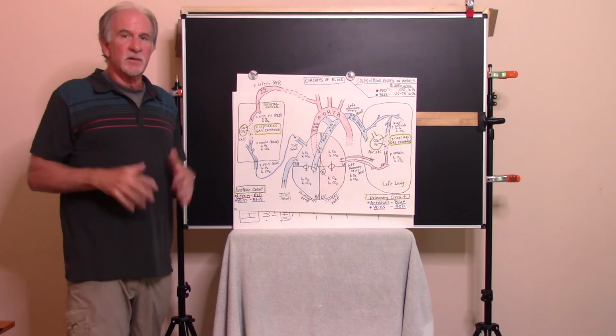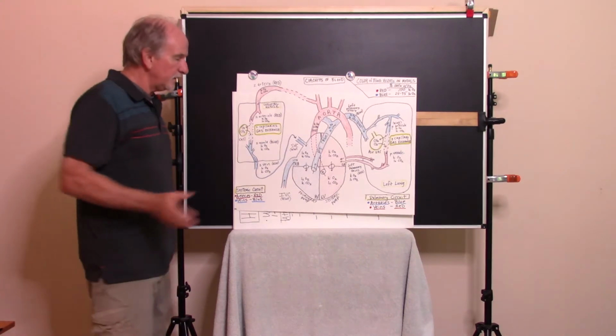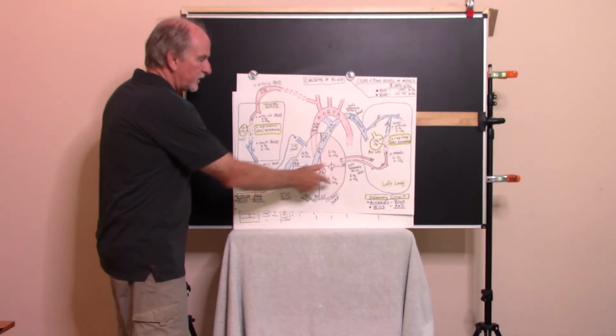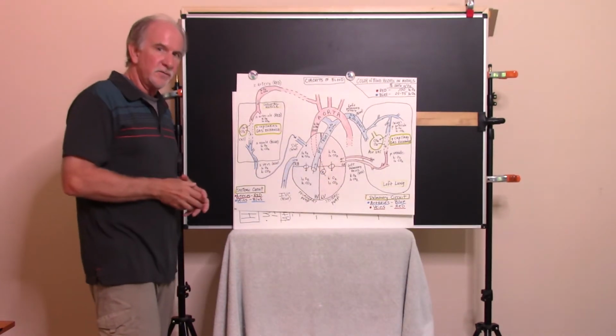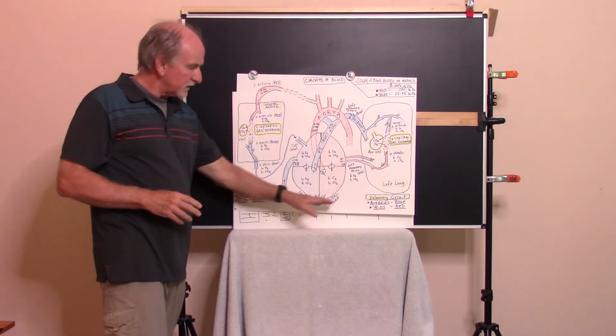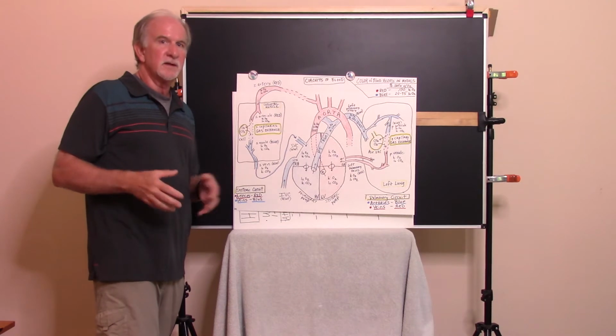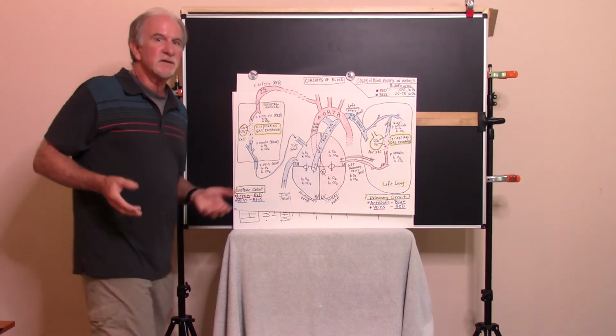So you have to begin somewhere when you talk about these two circuits of blood, and I'll begin in the left ventricle of the heart. And the left ventricle of the heart is the systemic pump that pumps blood into the aorta and then through the rest of the systemic circuit.